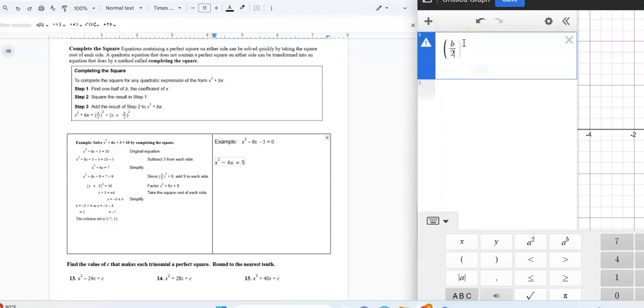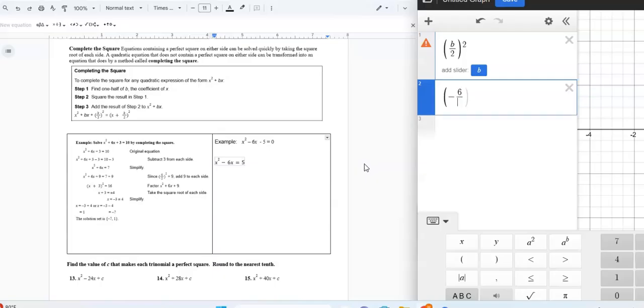The formula is (b over 2) squared. That's the formula you add to both sides of the equation to give us a perfect square trinomial. The b value in this problem is negative 6, so that would be negative 6 over 2 squared, and that means I would be adding 9 to both sides.